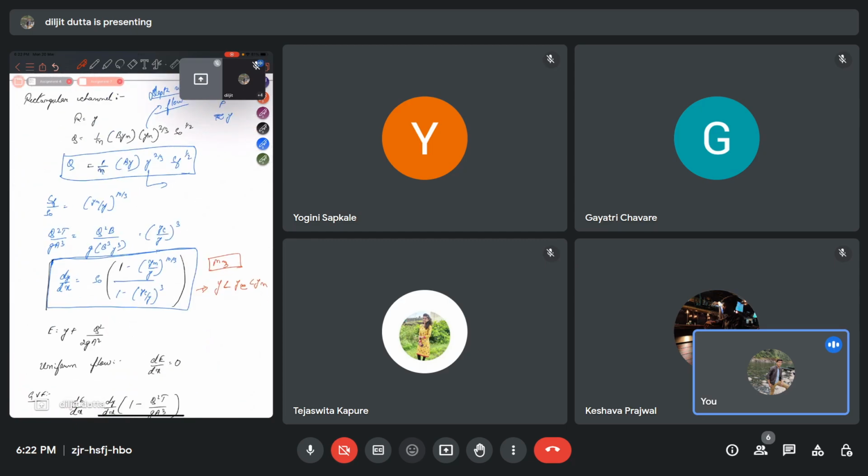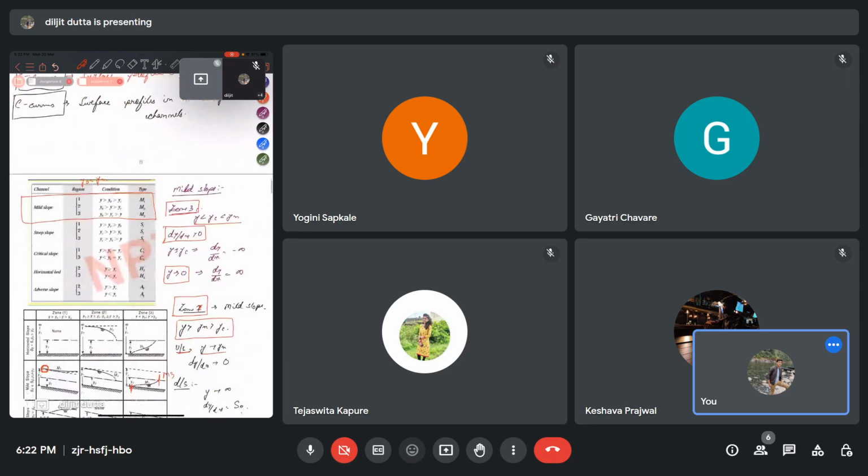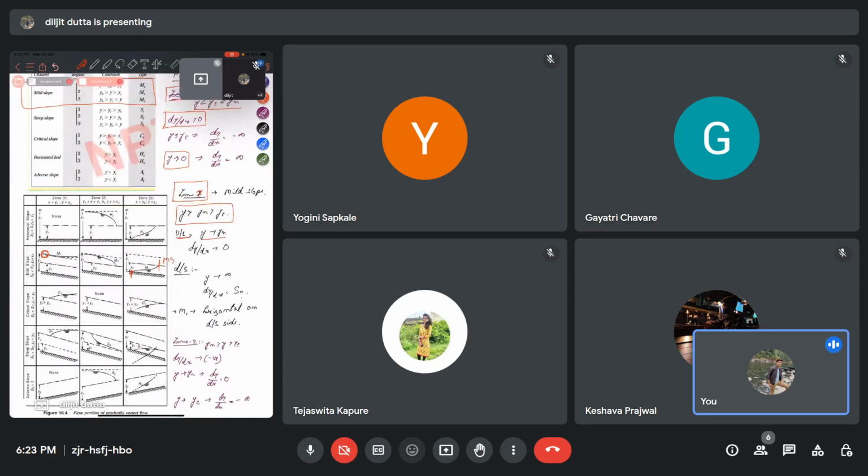So if y tends to yn, so yn by y is approximately 1, and 1 minus 1 will go approximately to 0. So dy by dx will go to 0. dy by dx going to 0 means the slope will be parallel to the normal depth line. Now as we go downstream, then y will be greater than yn.